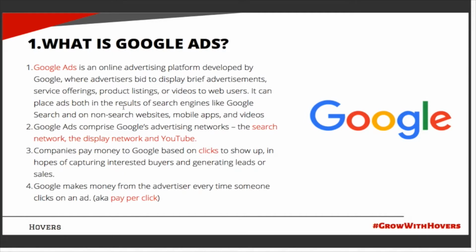It can place ads both in the results of search engines like Google search and on non-search websites, mobile apps, and videos. Google Ads comprises Google's advertising networks: the search network, the display network, and YouTube. Companies pay a lot of money to Google based on the clicks to show up, in hopes of capturing interested buyers and generating leads or sales. Google makes money from the advertiser every time someone clicks on an ad. This is also known as pay per click. The advertiser only has to pay when someone clicks an ad on Google.